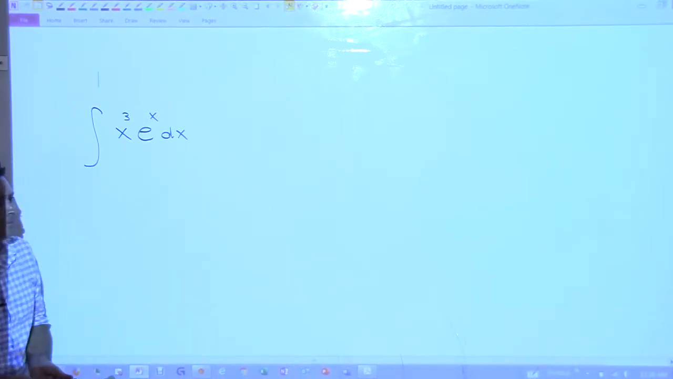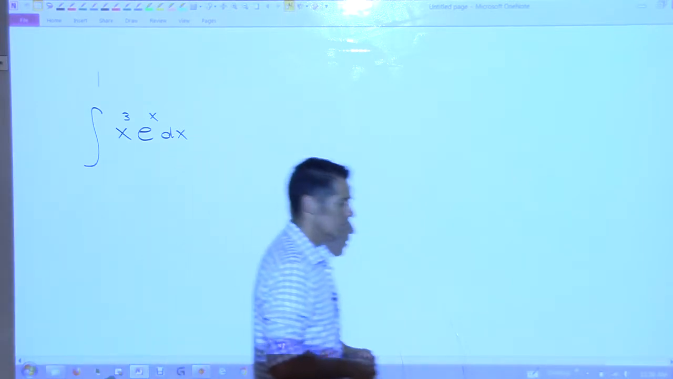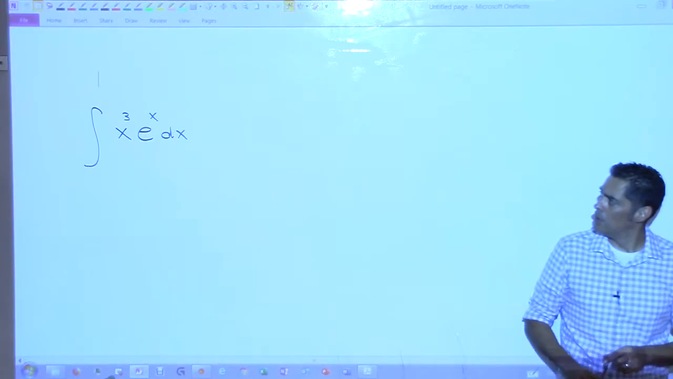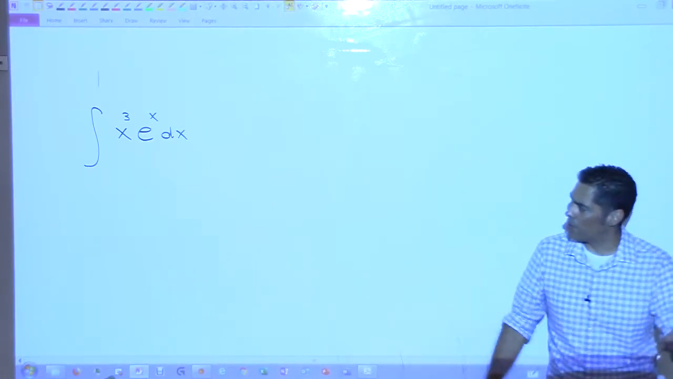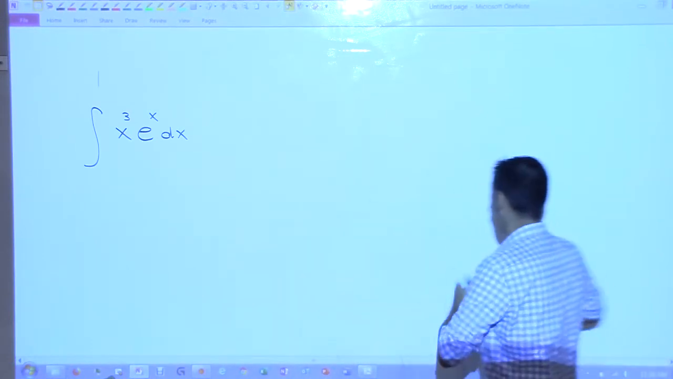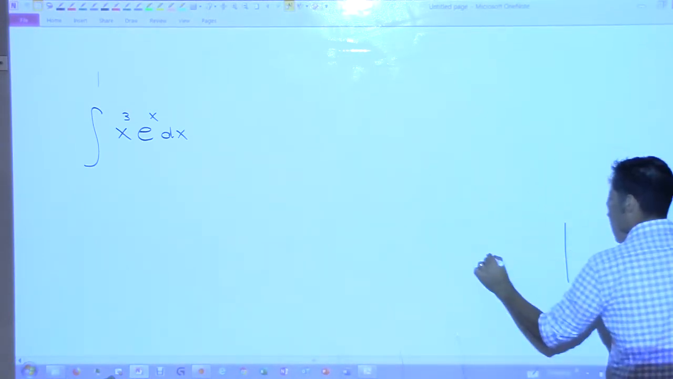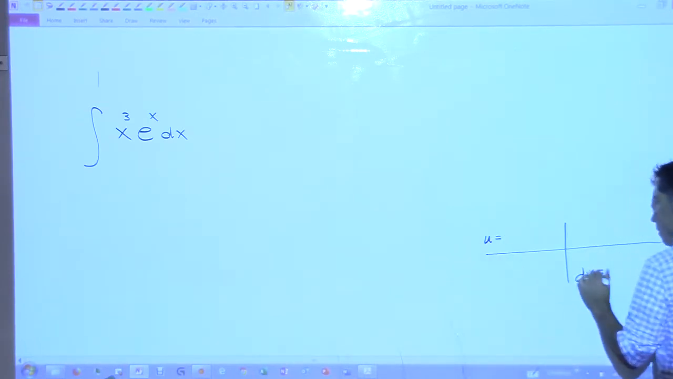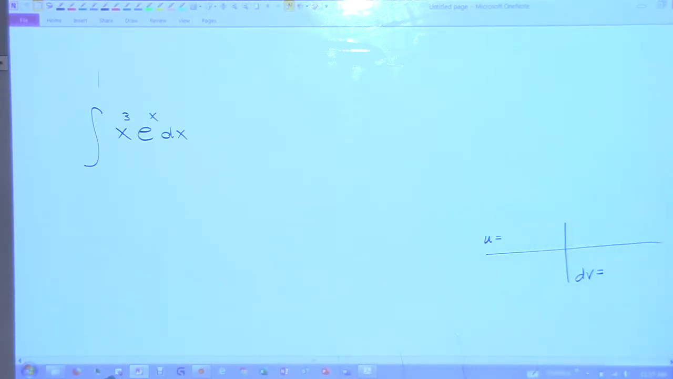So what do you think? Could we do 3x squared as u? Because that's the derivative there. So when you do du, you would have 1 over. Wait a minute. Start again. Can we do what as what? Can we use 3x squared as u? No. Because whatever you plug in here for u and whatever you use for dv, these two things better be right there. So you only have two choices for this, x cubed or e to the x.